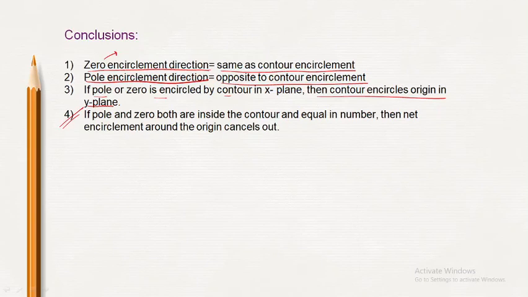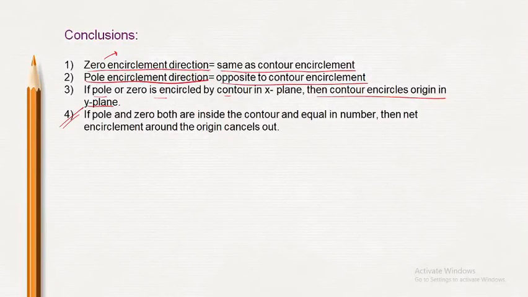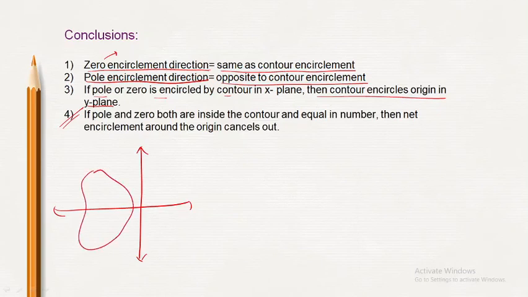But this fourth point is important. If pole and zero both are inside the contour and equal in number, then the encirclement around the origin cancels out. Here I have taken only 3 examples. You can take a few more. I'll ask you to take at least 2 or more examples so that you can understand it better. But I am just telling you the concept. Like suppose I am having this contour. ये आपका एक contour है.